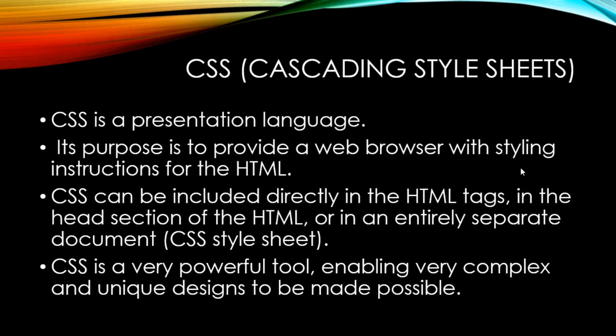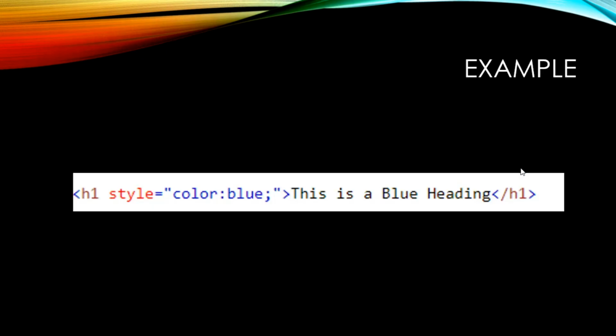So CSS, which is Cascading Style Sheet, must be added to HTML so that it provides a little styling, maybe in colors, in terms of font. For example, here you have a simple heading which has style equal to color blue, and this is a blue heading. We'll try this using code.